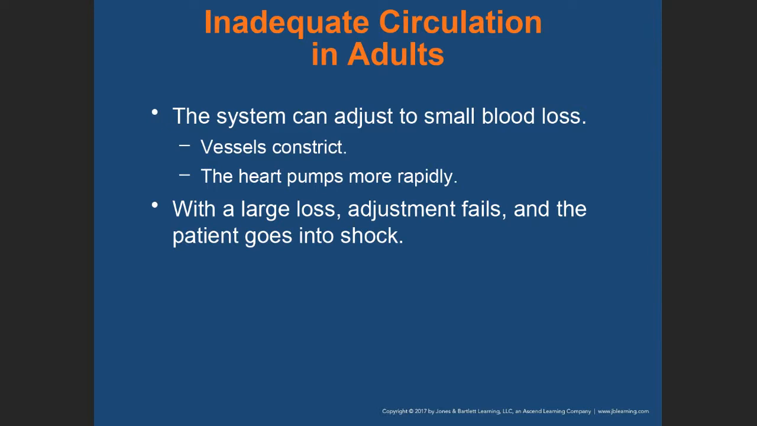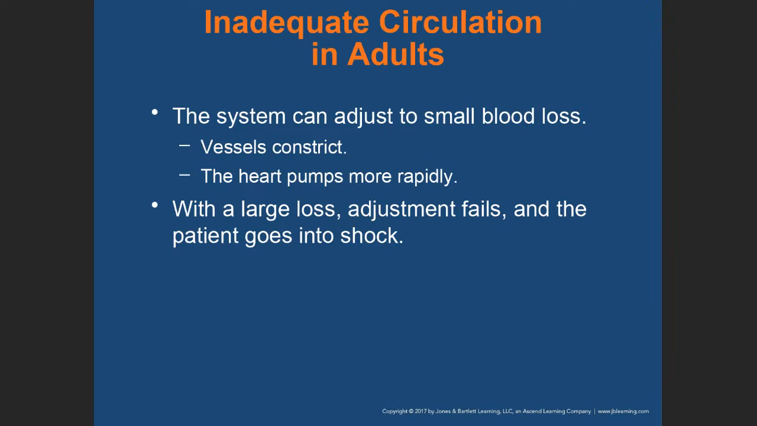Then clots will start to form. And the more blood the patient loses, the more areas in the body will go through the process of vasoconstriction. So what the body is doing is trying to increase the blood pressure, right? So if the blood pressure falls, pulse rate increases, right? That's how the body compensates. So the system can adjust to small blood loss.